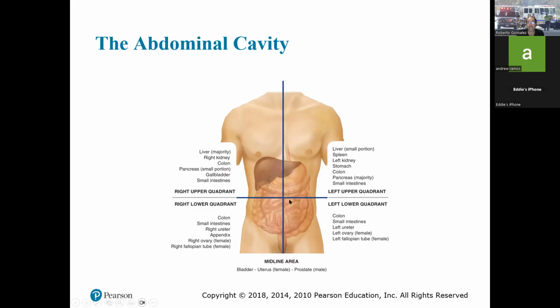So basically, the large intestine is in all four quadrants. The small intestine is in all four quadrants. The liver is mainly in the right upper quadrant, and part in the left upper quadrant. Your spleen is in the left upper quadrant. The pancreas is on both the right and left upper quadrants. And of course, your kidneys are retroperitoneal, but you can also consider them part of those quadrants.